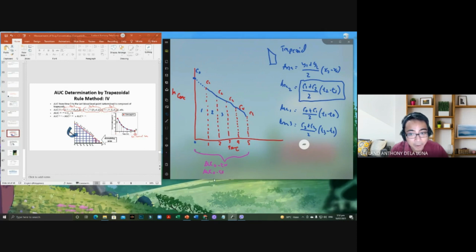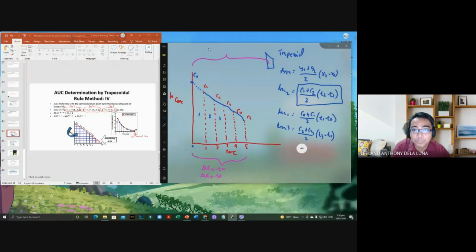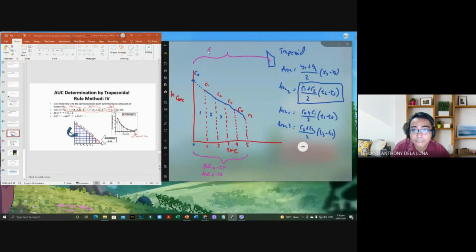Now, most often, class, what are we asked to compute here? It's the AUC from 0 to infinite time. Therefore, the infinite time would be from C5, in this case, onwards, until, I don't know what time it ends. It's infinite time, after all. So, class, I need to determine the concentration for what we call the remaining area. This is called the remaining area.